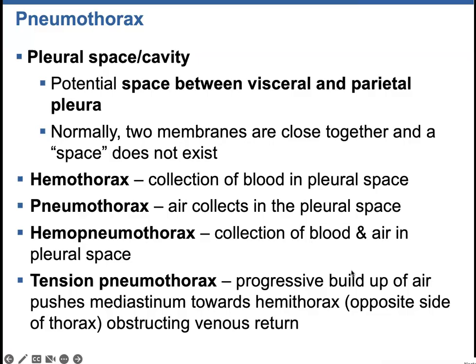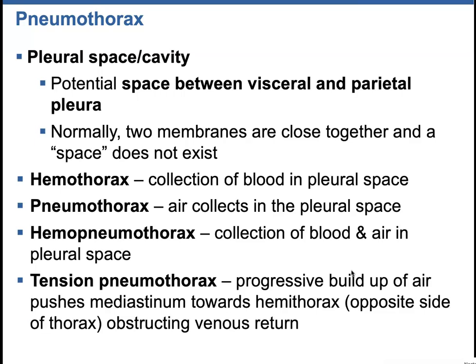Then when you have blood in the space, that can happen from some kind of puncture injury, a stabbing, a gunshot, or a contusion, a really severe trauma. Then you end up with what's called a hemothorax. So now you've got blood in that thoracic cavity, and then you can end up with a hemopneumothorax, where you have blood and air, and that can cause a lot of problems as well.